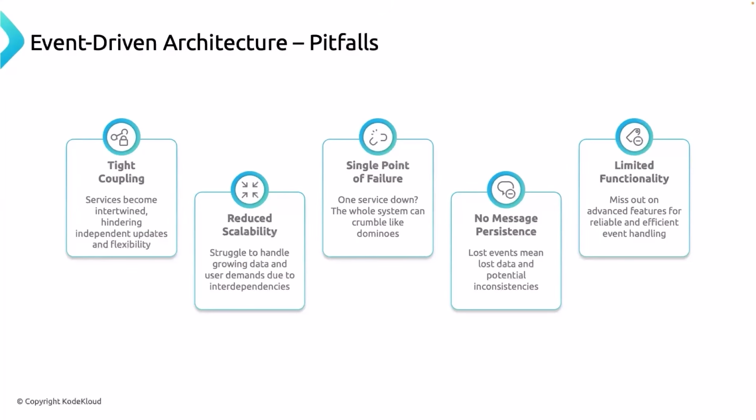Consider a logistics company like FedEx. Their tracking system relies on event-driven architecture to update package statuses in real time. If the system lacks advanced features like real-time analytics or error recovery, customers might lose critical updates, leading to frustration. Investing in robust tools and features can unlock the true power of this architecture. And there you have it, the top pitfalls of event-driven architecture and how to stay clear of them.